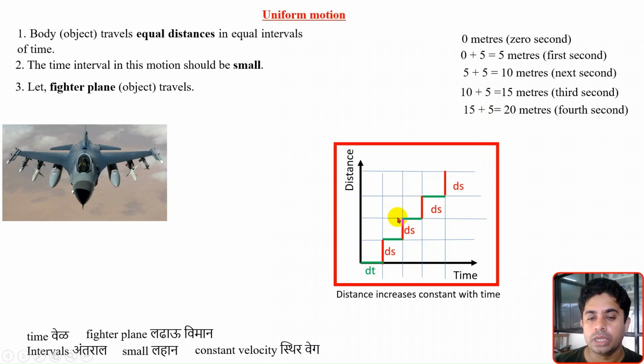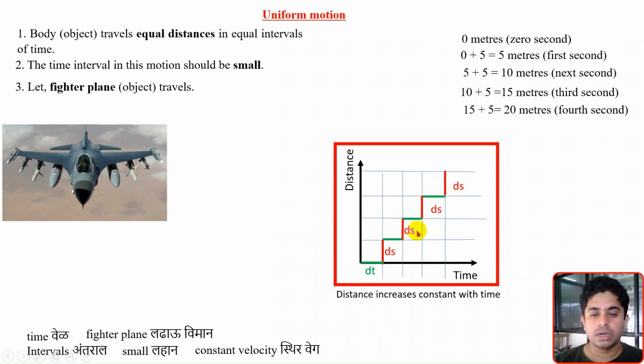So after the first time interval, this height is 5 meters. From here to here, after the second time interval, the distance is 10. Then from here to here it is 15, and here to here it is 20. So it goes on increasing for every duration. Here is time interval 1, time interval 2, time interval 3, time interval 4. The time interval we have considered is 1 second each.